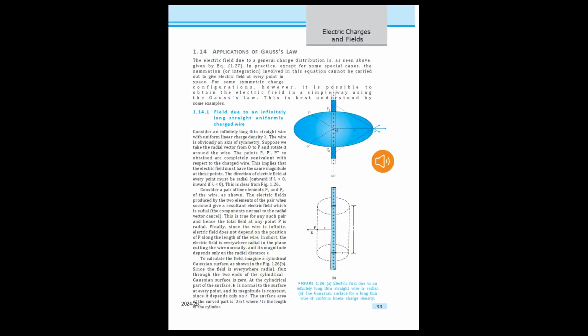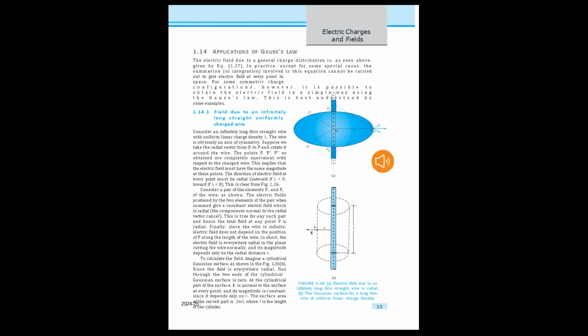Applications of Gauss law. The electric field due to a general charge distribution is given by equation 1.27. In practice, except for some special cases, the summation or integration involved in this equation cannot be carried out to give electric field at every point in space. For some symmetric charge configurations, however, it is possible to obtain the electric field in a simple way using the Gauss law. Now, let us consider some examples.